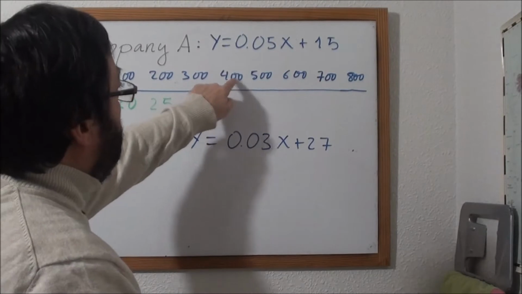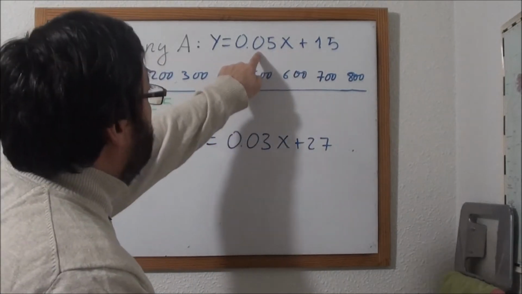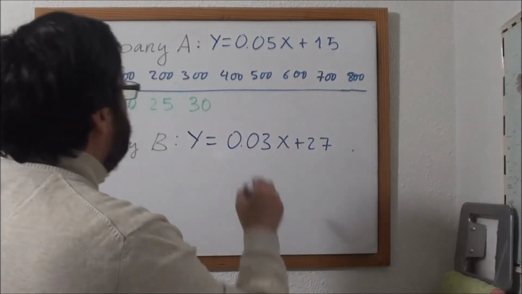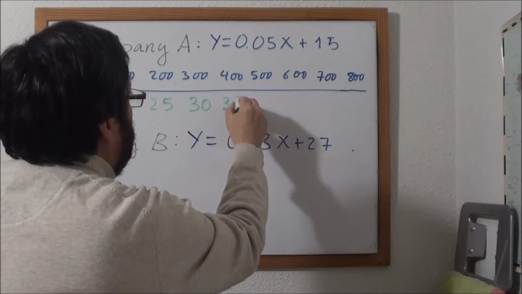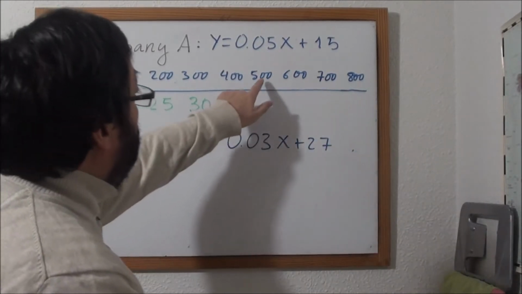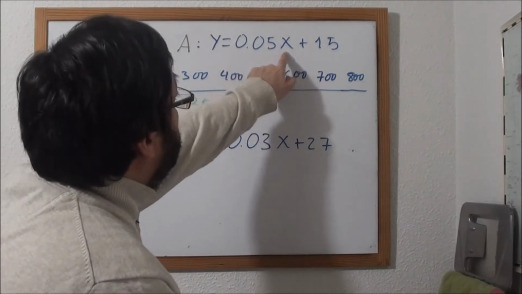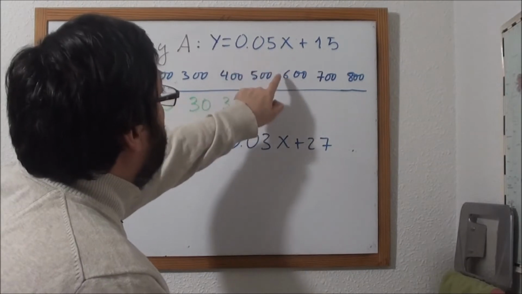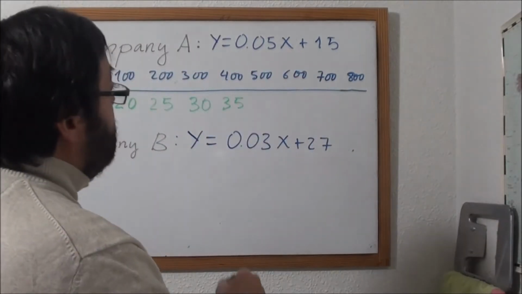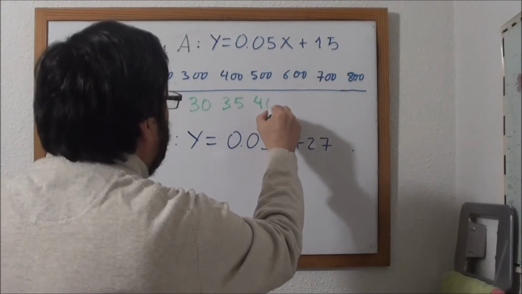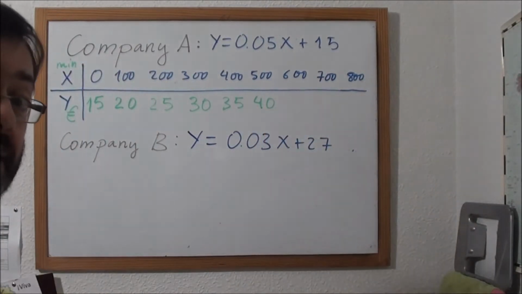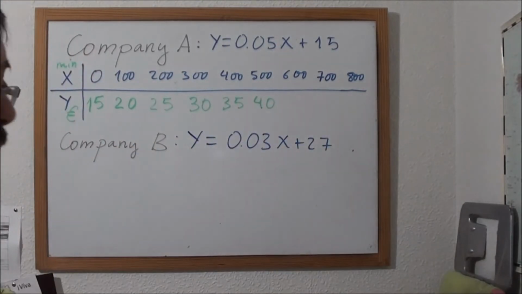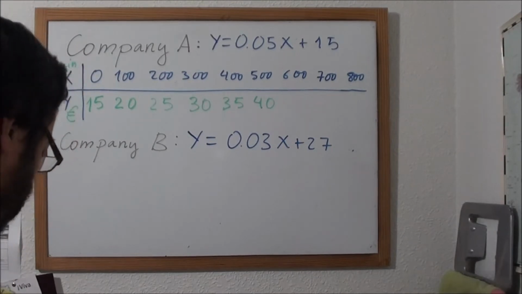Do the same with 400. 400 multiplied by 0.05, that is 20, plus 15, that's 35, and so on and so forth. 500, replace it in the x, 500 times 0.05, that is 25, plus 15 is 40. If you want, you can stop the video here and do the rest of them, and now I'll give you the answers and you can check if you have it right.